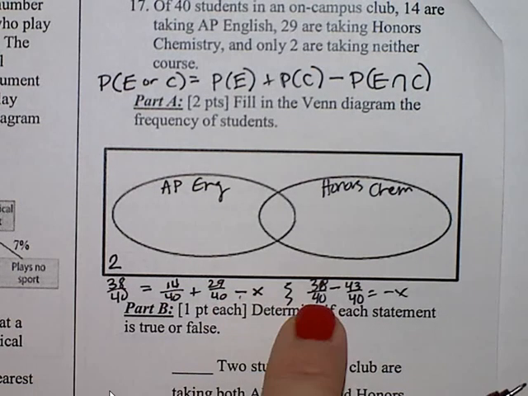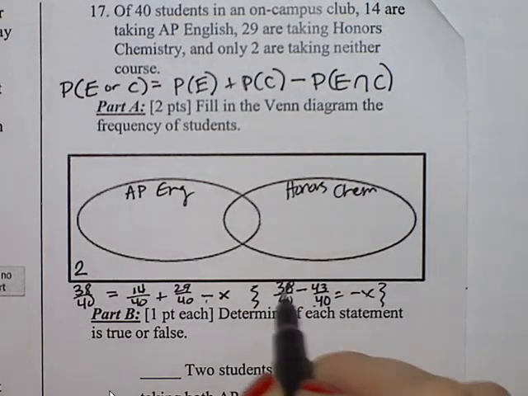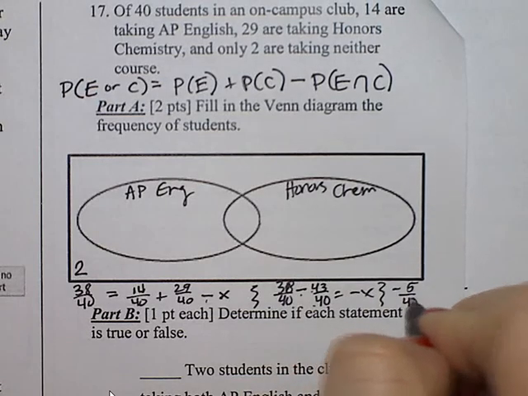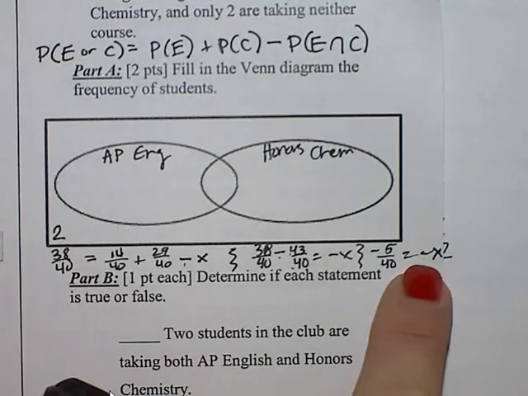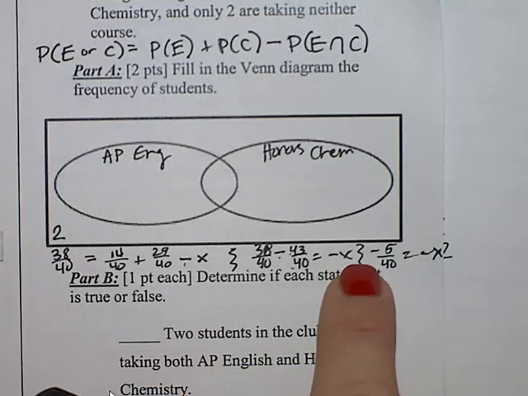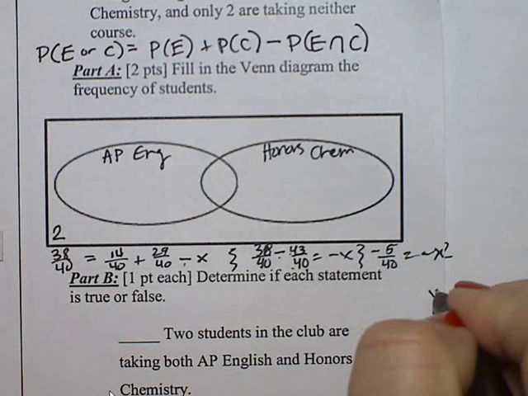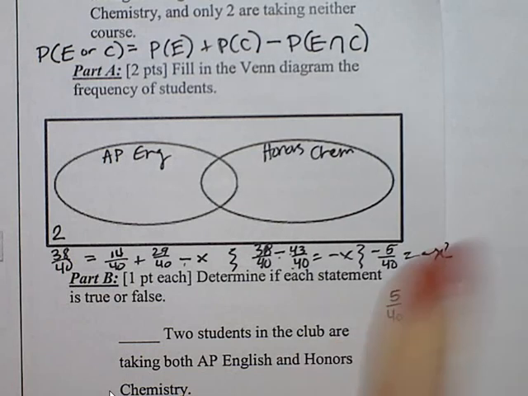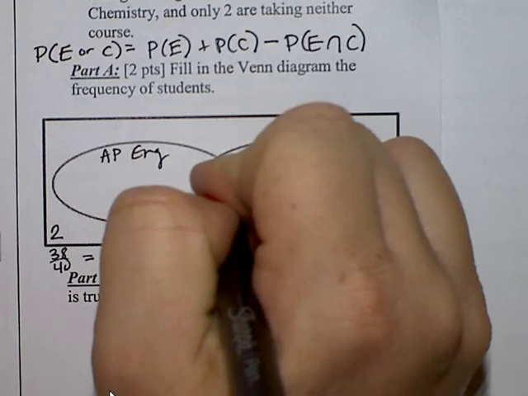Okay, so now I have this system. Since I have a common denominator, I know I can just take 38, subtract 43, which is negative 5 out of 40 equals negative x. At this point in your math career, you know that I can divide both sides by negative 1 or multiply both sides by negative 1, and x is equal to 5 out of 40. What did I just solve for? I just solved for the intersection, so put a 5 right here.